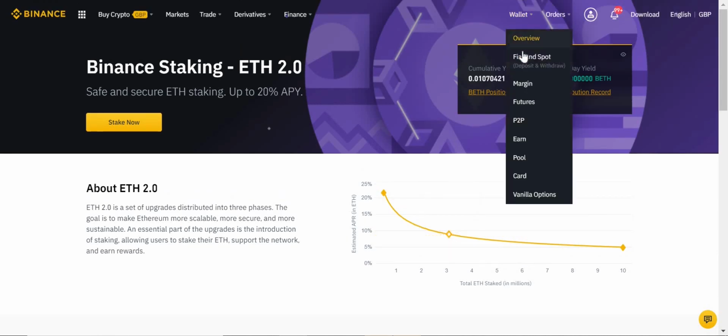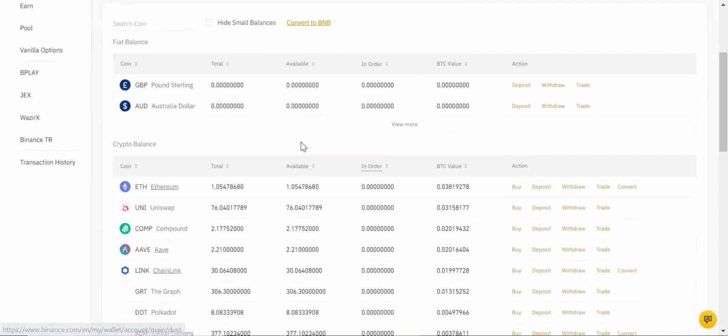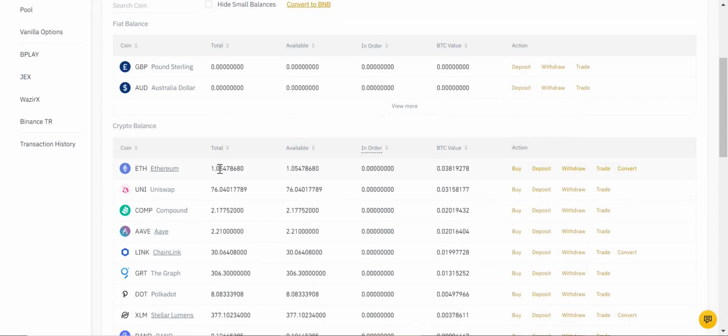Let me show you. So we go back to the wallet where I was. And what we're going to do is we are going to get my Ethereum. I'm going to withdraw this, and I'm going to put it in my MetaMask wallet. Right, that's the first step.